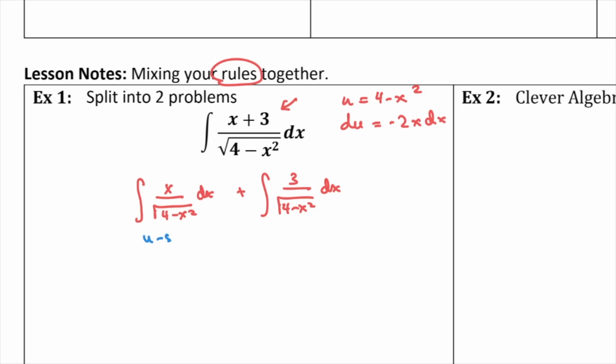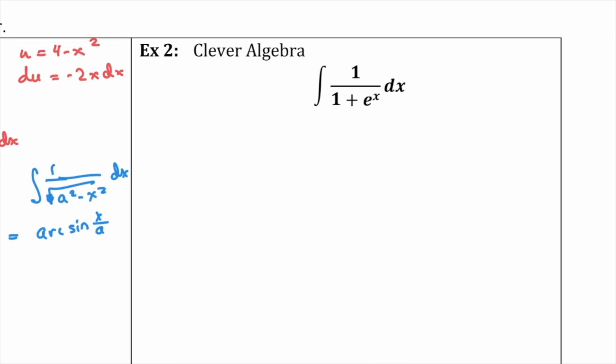You're going to use u substitution for the first part of your problem. The second one is a structure that you should recognize. The rule that you want to use has to do with the integral of 1 over the square root of a squared minus x squared dx, which is going to be equal to, in this case, the arcsine of x over a. So go ahead and finish up example 1.